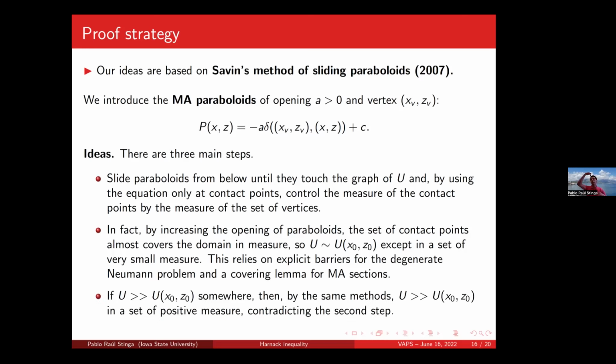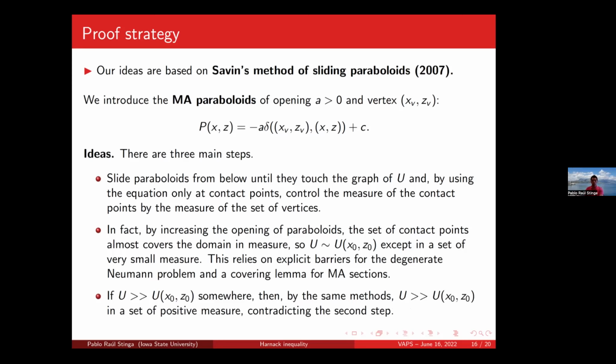And now you say, well, if U is very large at some point with respect to the center of the section, then using the same methods, U will also be very large in a set of positive measure. You use the same ideas, and that will contradict the fact that in most of the set, U was comparable to U at the center of the section. Okay, so these are the steps for the Harnack inequality.